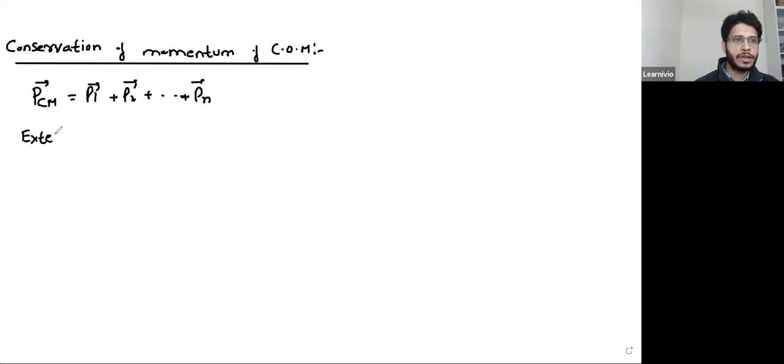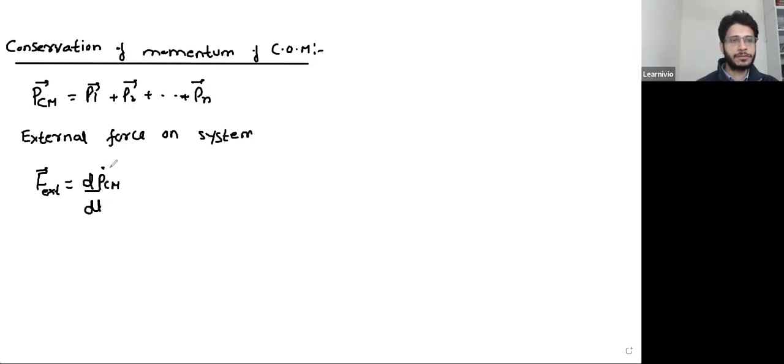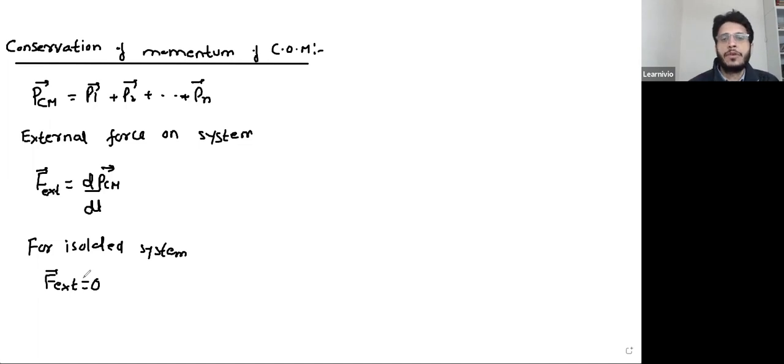So the external force acting on the system, F external, is d over dt of momentum of center of mass. So if I take an isolated system, an isolated system means a system where external force does not act. So a system for which F external is 0 is an isolated system.